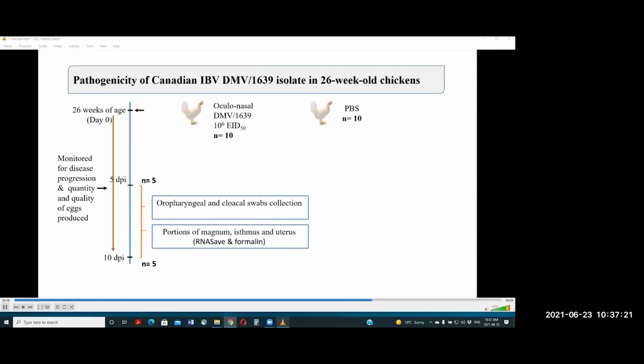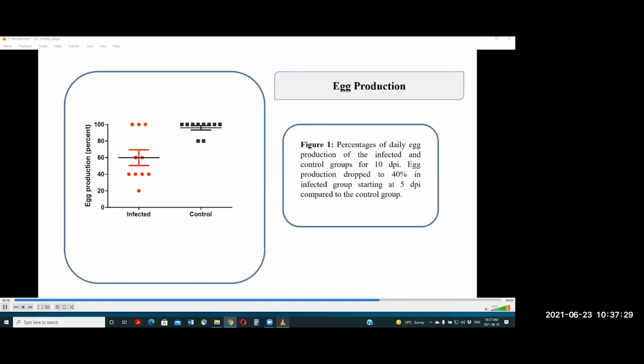Portions from different parts of the oviduct were also collected in RNA-safe and formalin. Percentages of daily egg production were recorded for both groups, and the egg production dropped to 40% in the infected group starting at 5 days post-infection and continued between 20 and 40% till the end of the experiment.